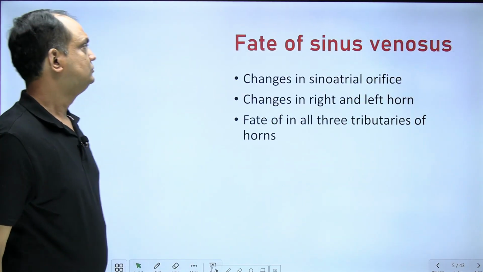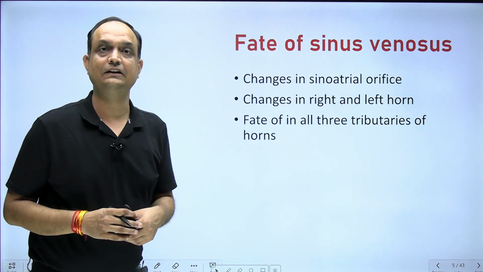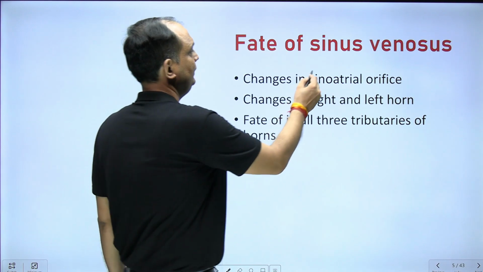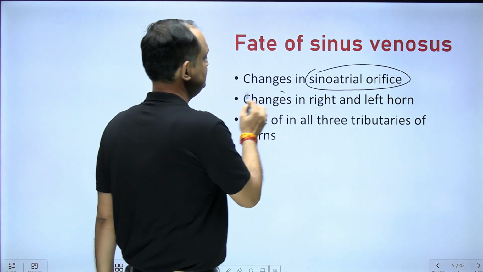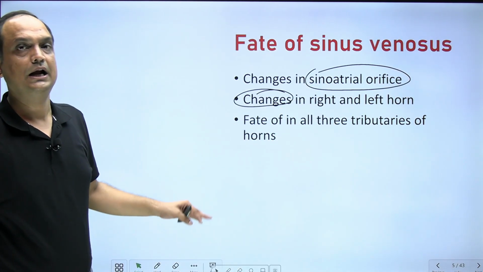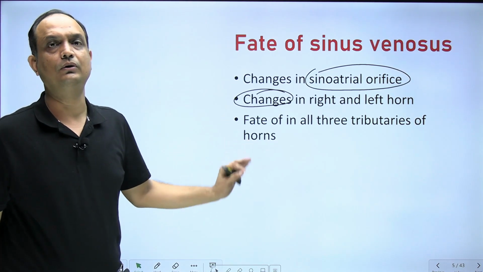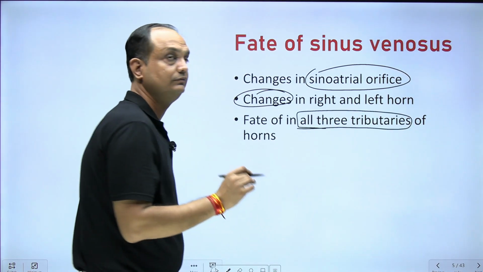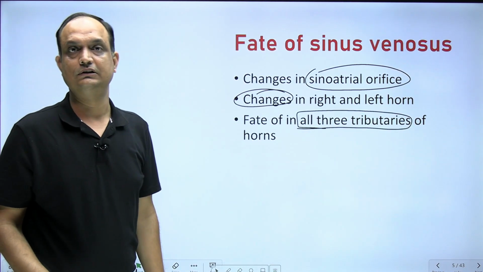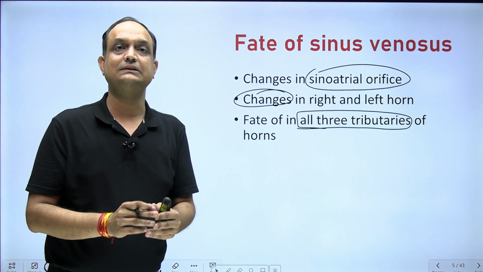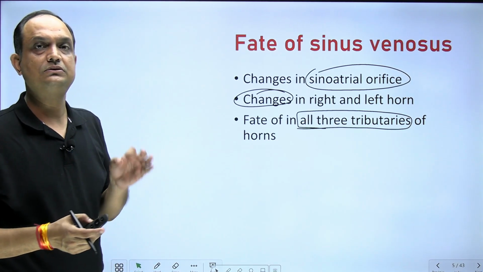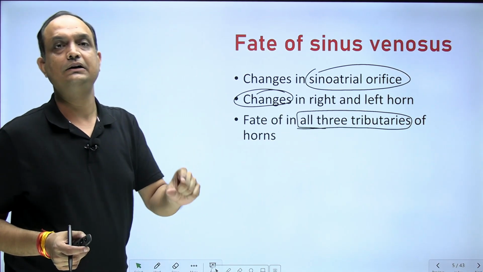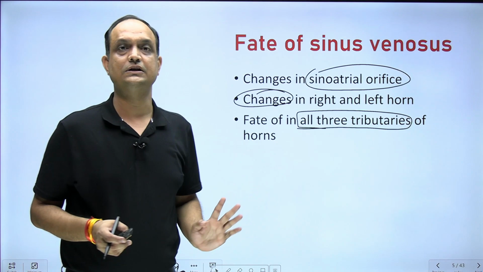Clear? So now when we are talking about the fate of the sinus venosus, it is divided into three parts. One is the fate of the sinoatrial orifice. Then we will see the changes in the right and left horn, and lastly we will strictly talk about the three tributaries. Basically we are talking about the attachment of the three veins with the sinus venosus. In today's lecture I am not discussing the whole venous system; by tributaries I mean only the terminal ends of the three veins which we just mentioned.